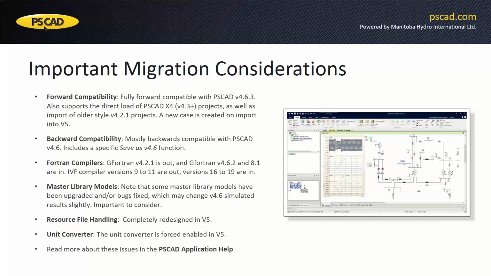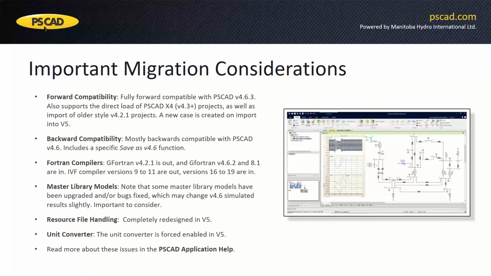When you import a case into version 5, it will create a new case for you, so you don't have to worry about possible corruption of your old case or something like that. It's just a safety mechanism to make sure that we don't touch the old file. We just create a brand new one for you. In terms of backwards compatibility, version 5 is mostly backwards compatible. There's actually a save as 4.6 function, so you can save any version 5 case back to a 4.6 format.